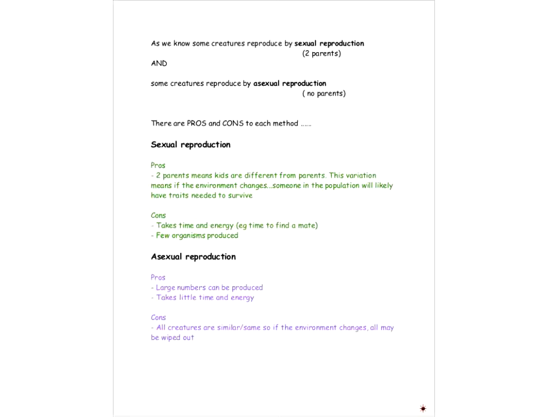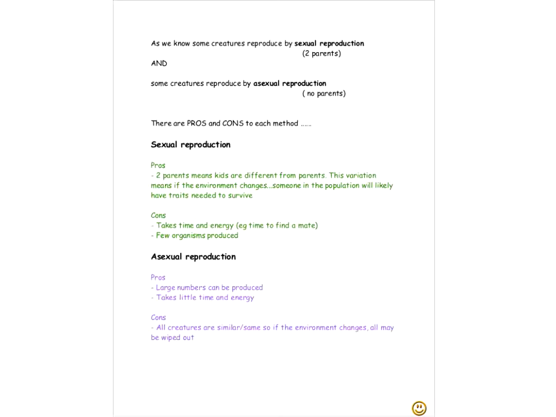Now, what are some of the drawbacks of sexual reproduction? Well, it takes time and energy. Think about a peacock, with these big feathers, trying to attract a mate. Another disadvantage is that few organisms are produced, right? So if one of them dies, it's like nobody's there to carry on the family.